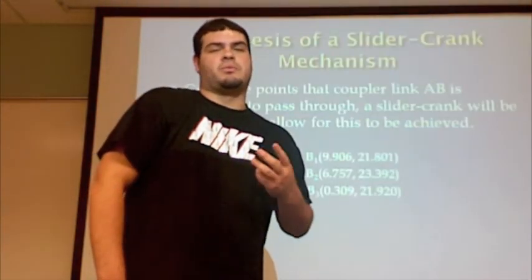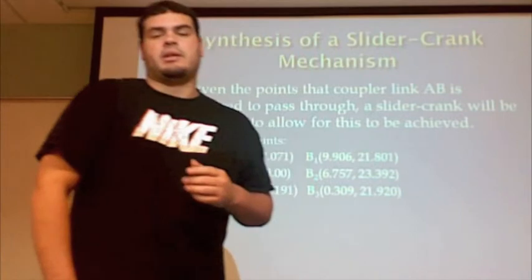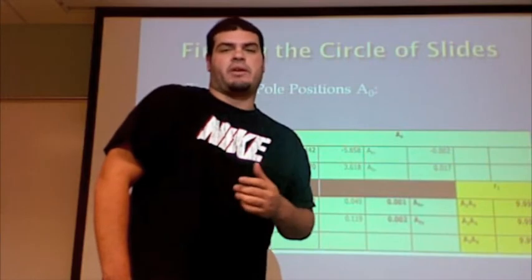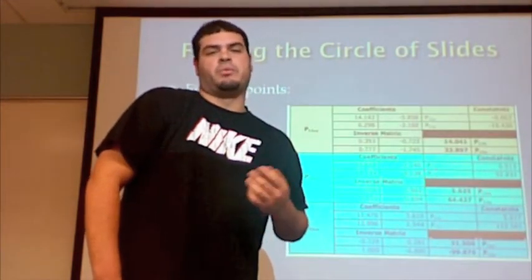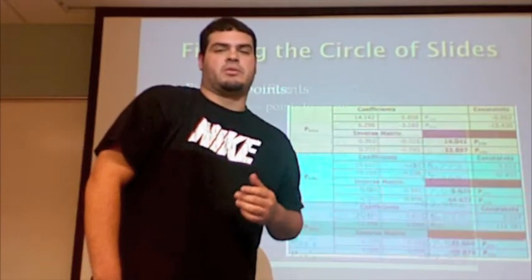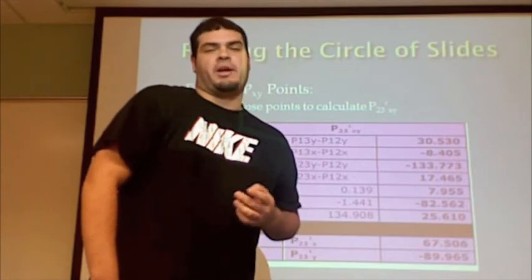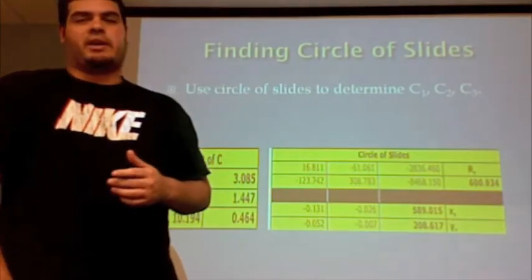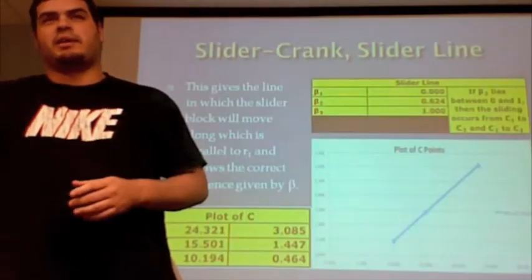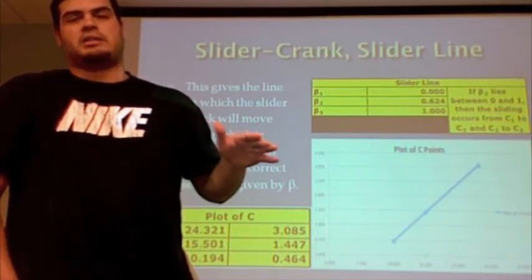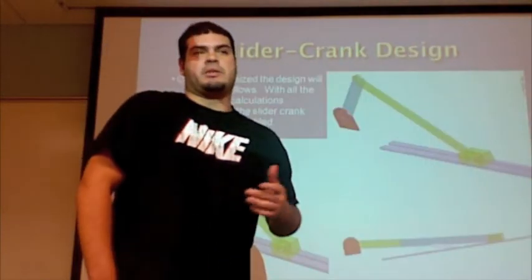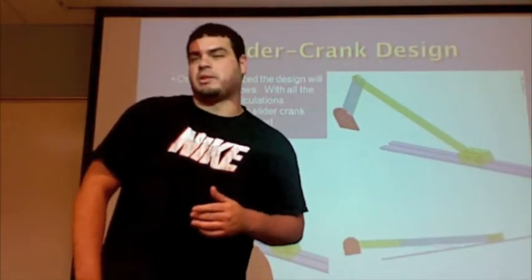For the slider crank mechanism, we were given 3 points of A and B that the coupler link went through. We used those points to find AO, which helped us find our circle of slides, for which we found P1, P2, P12, P13, and P23, which were our pole positions for our circle of slides, which gave us P23 prime, which we then used to find C1, C2, and C3, which gave us our slider line, which is where the actual slider crank goes along, which is parallel to R1, right? Using that, I have Bruno to talk about the slider crank design.